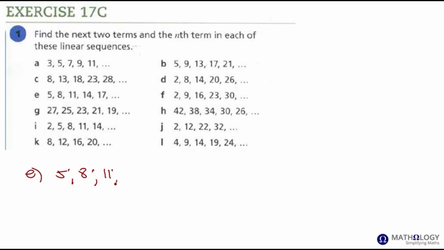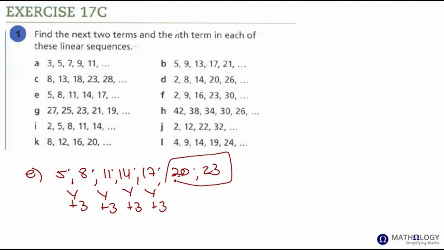5, 8, 11, 14, 17. We are adding 3 to every term. So 17 plus 3 gives us 20, and then 20 plus 3 gives us 23. So those are the next two terms.